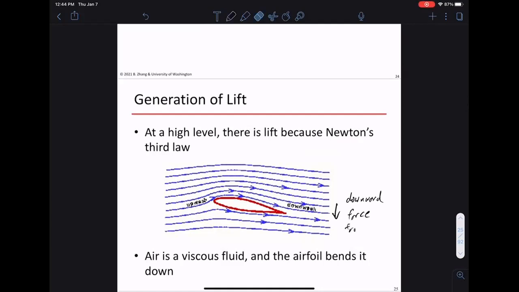Right? So downward force from air. Okay, so you're bending air downwards. So this is air going downwards. Then by Newton's third law, the airfoil has to go up. Okay, so you're pushing the air down, and the air is pushing you up.